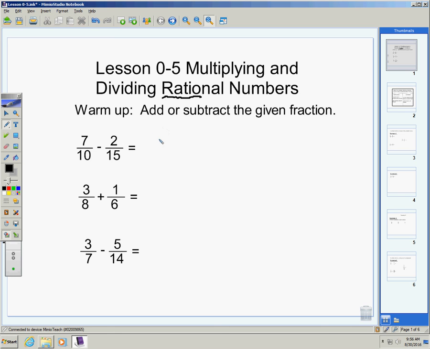The first one, you would get 17/30. Second one, you would get 13/24. And the third one, you would get 1/14. Those are your answers to those different problems.